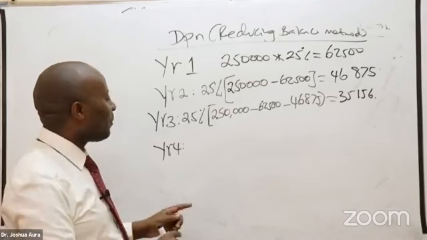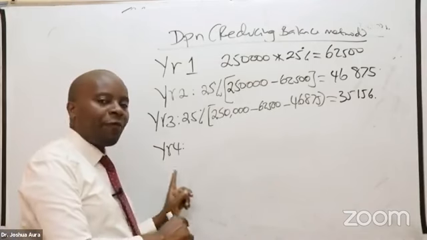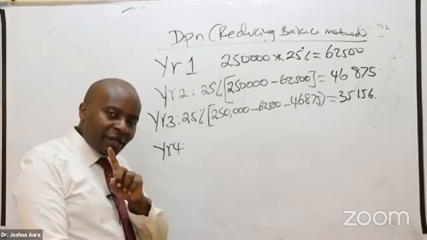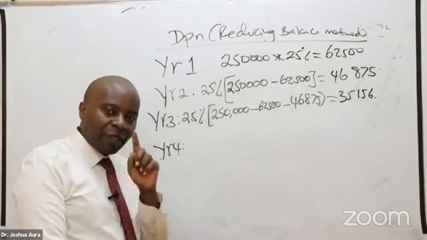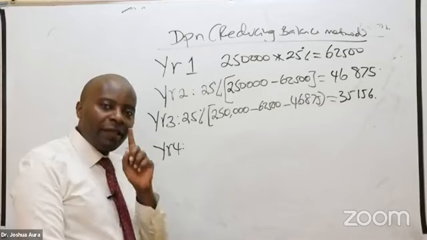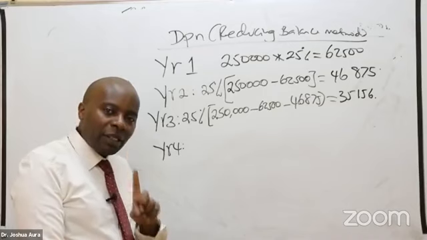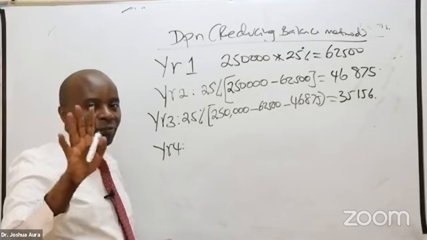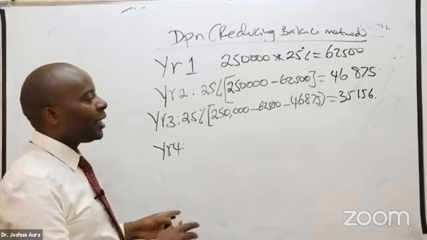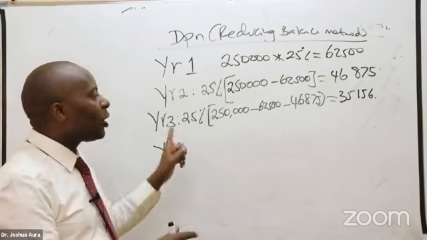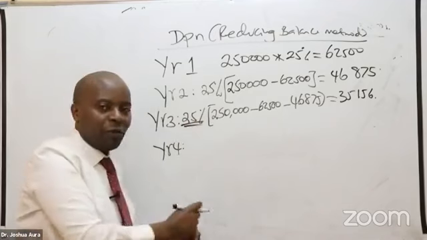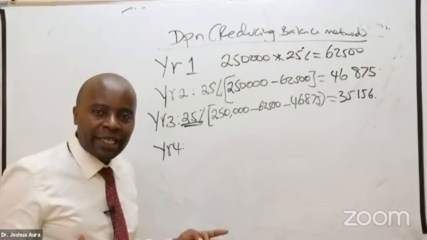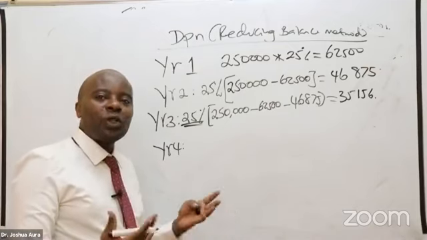Remember, ladies and gentlemen, that year four happens to be the last year. If it is our last year, the last year of the project had a useful life of how many years? 4 years. So for the last year, ladies and gentlemen, normally we don't apply this percentage at all, if you can remember. For the last year, we are supposed to ascertain the balancing charge.